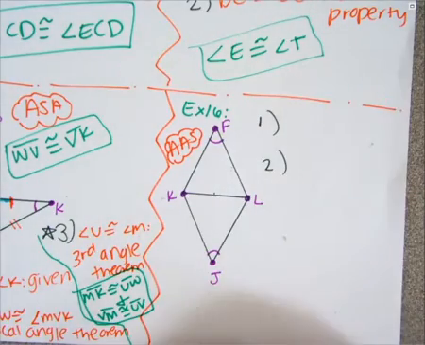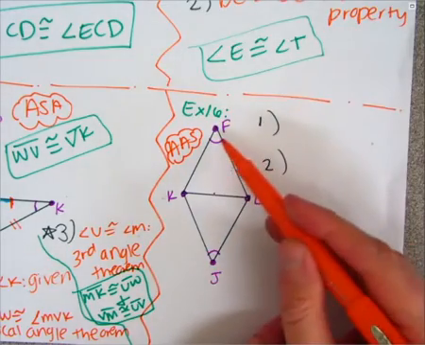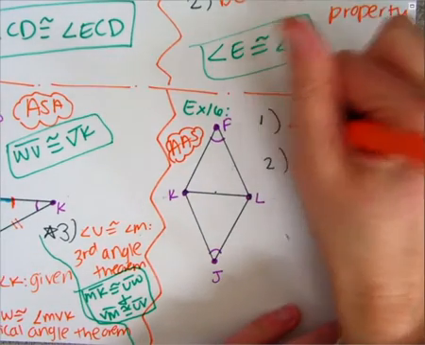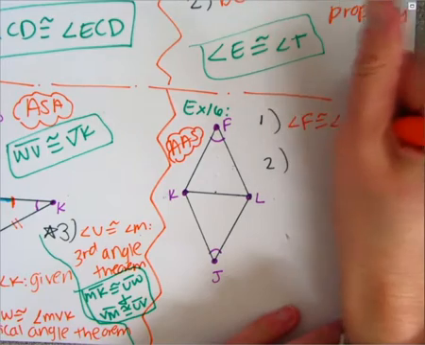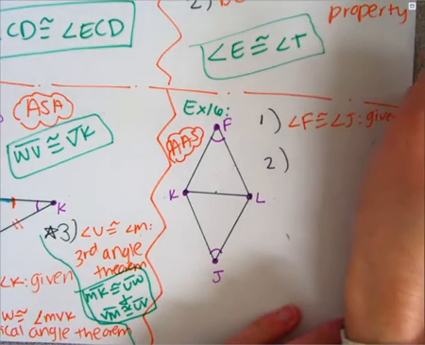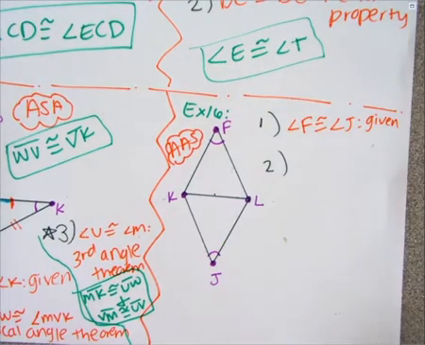Let me mark what is already given to me as congruent, which would be angle F and J. So angle F is congruent to angle J by the given. Nothing else is marked in my picture.